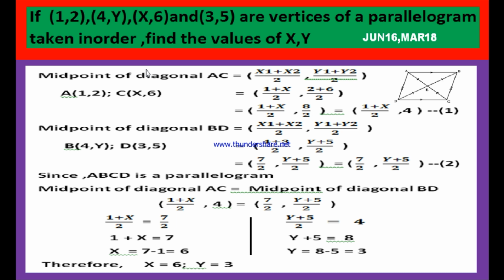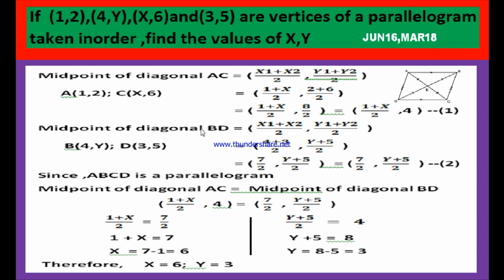Therefore, first of all, let us find the midpoint of the diagonal AC. Coordinates of A are (1, 2) and coordinates of C are (x, 6). Midpoint formula: (x1 plus x2) by 2, (y1 plus y2) by 2. x1 plus x2 means 1 plus x by 2, and y1 plus y2 by 2 is 2 plus 6 by 2. 1 plus x is 1 plus x only, so (1 plus x) by 2. 2 plus 6 is 8 by 2, which is 4. This is the midpoint of the first diagonal AC.